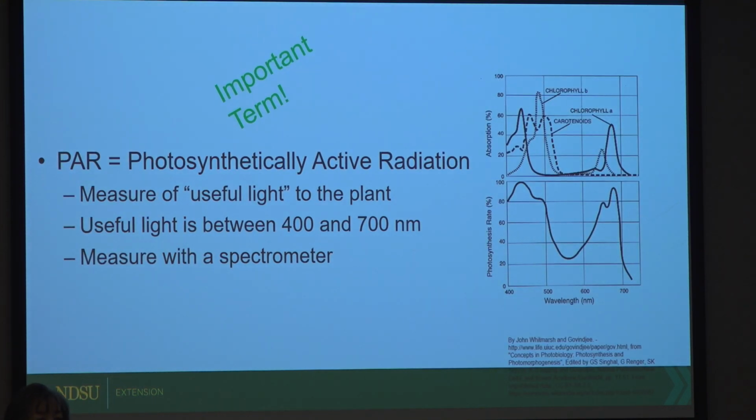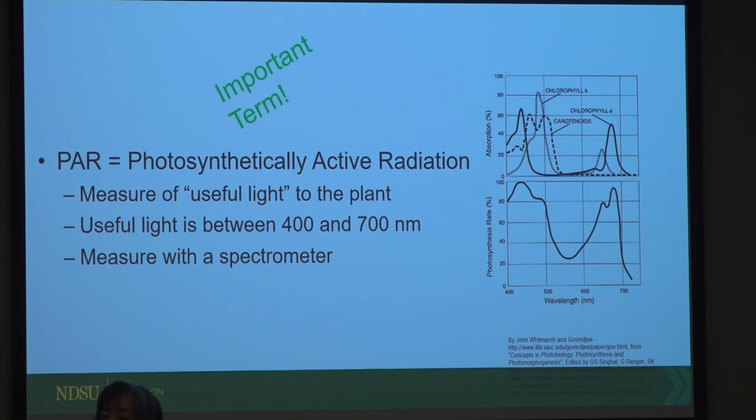So one of the terms that I want you to know, and it's going to help you when you go to buy plant lighting, is the term PAR. It stands for photosynthetically active radiation. You don't need to know that term. What I want you to remember is just the abbreviation PAR, because that's what appears on packaging, and it's the measure of useful light to the plant.